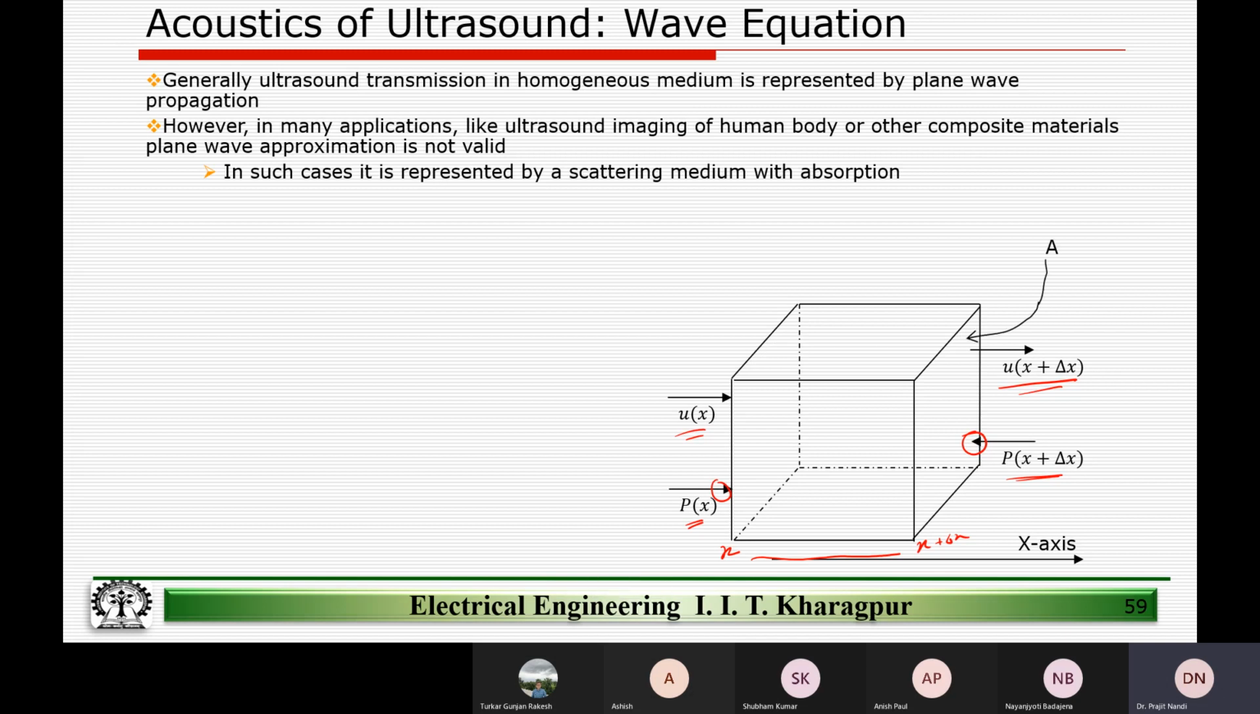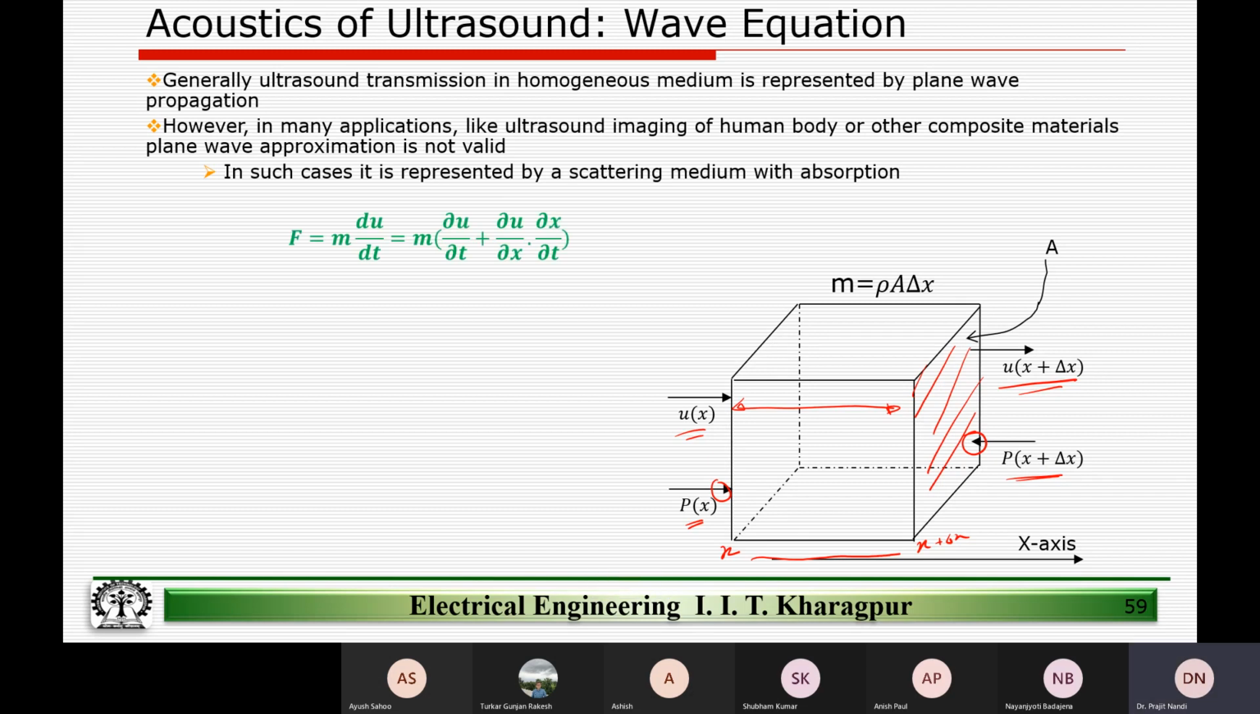So we looked at that, and the area of this piece of fluid we assumed as A. So the total mass contained in this small piece of fluid is given by rho times A times delta x, because this is delta x, and area is the face of this cube. So the total volume is A times delta x, and multiplied by rho, we get mass, right? Then going to Newton's laws, the force is nothing but mass times acceleration, du dt.